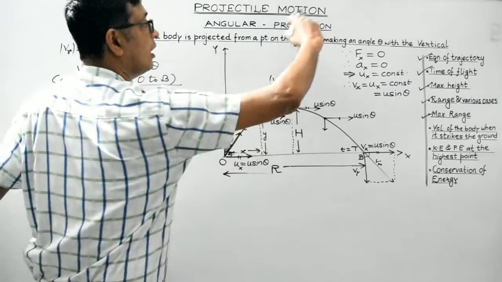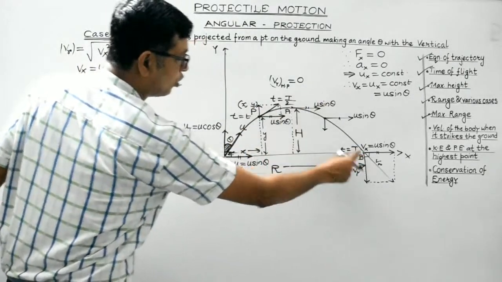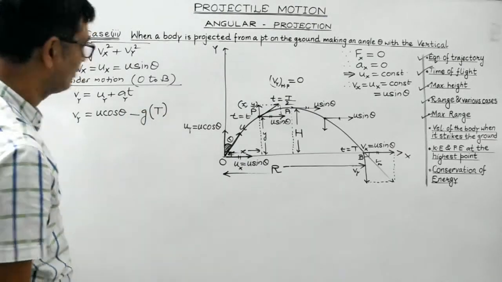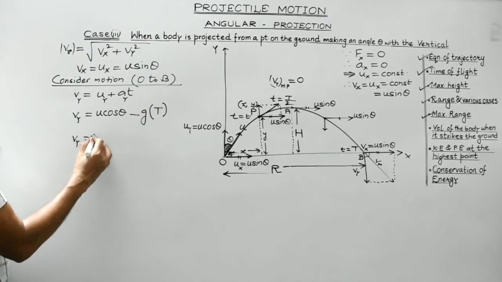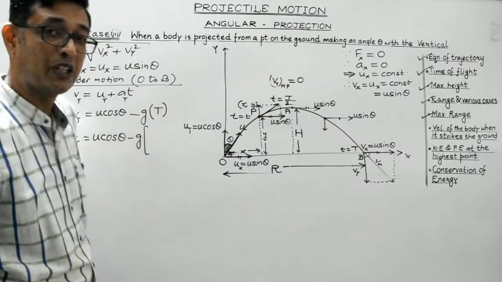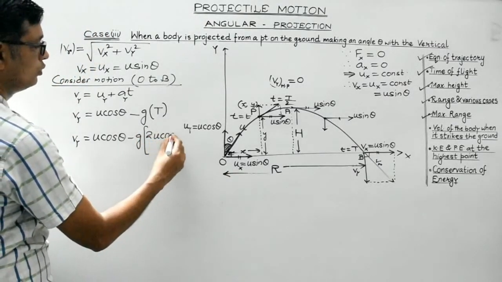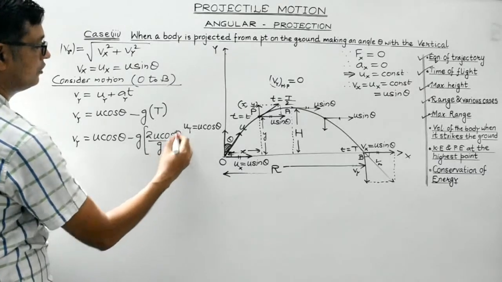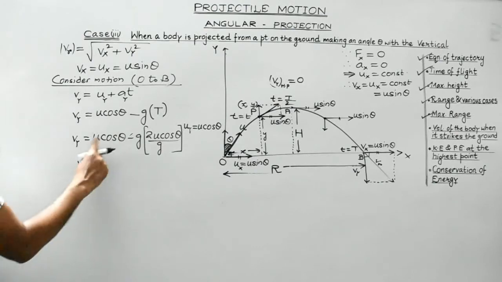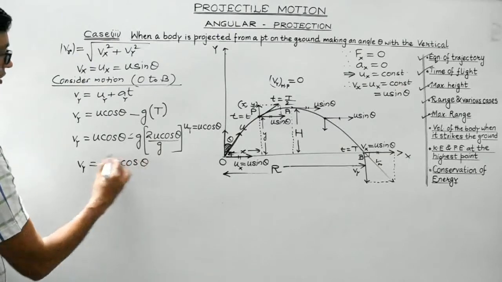Initially, the projectile is moving upward, so Ay is minus g. And total time taken by the projectile to move from O to B, that's time of flight, capital T. Clear students? Okay. So Vy will be equal to u cos theta minus gT. What is the expression for the time of flight? Just now we have found it is 2u cos theta divided by g, isn't it? G gets cancelled. So what do we get? U cos theta minus 2u cos theta. That will give us minus u cos theta.